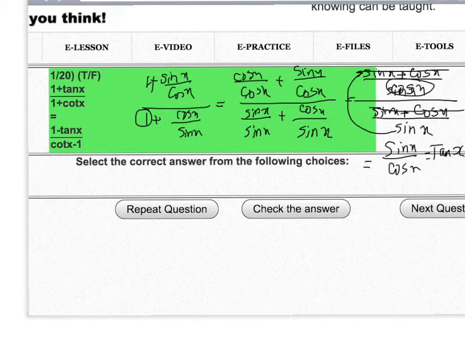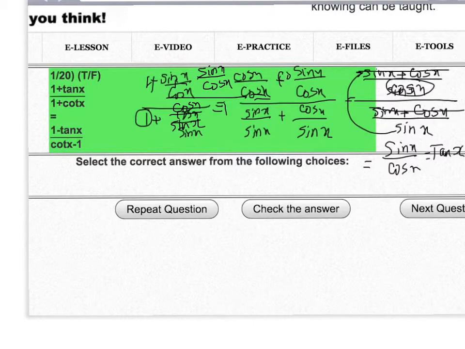Okay, now let's simplify the right-hand side to see if we end up at tan x that we started from on the left. So the right one I can write as 1 minus tan x, which is sine x over cos x, divided by cos x over sine x, because cotan is cos over sine, minus 1. Again, because I'm dealing with fractions, I have to have a common denominator. 1 is really cos x over cos x.